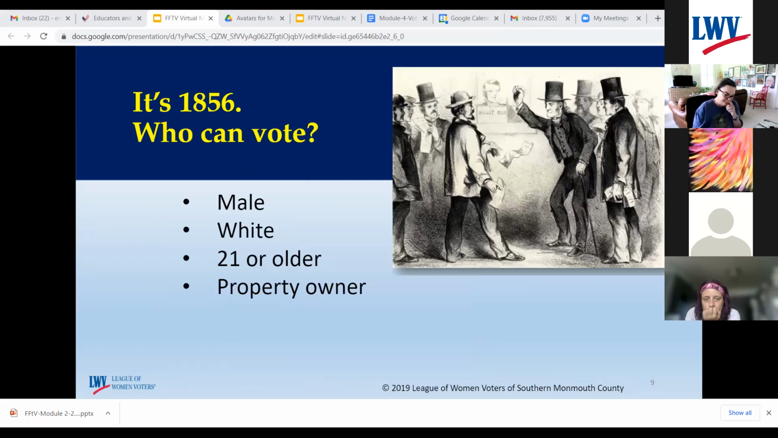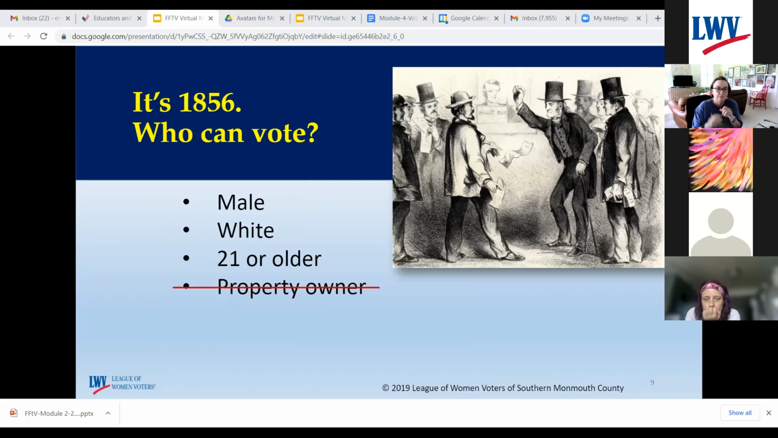So again, it's now 1856. What do we need to cross off here in order to show who can vote at this point in time? Property owner. Okay. So we cross off property owners.